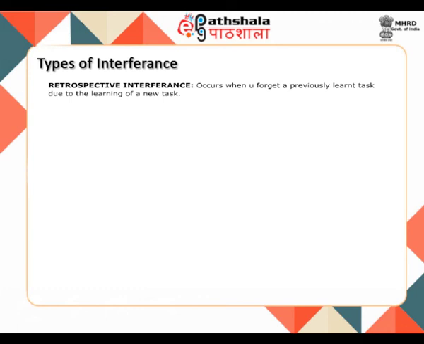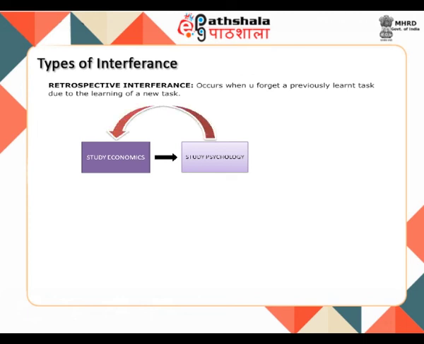Now, we will understand retrospective interference with the help of the following example. Suppose a student has studied economics first and then he studies psychology. So now the material studied for psychology interferes with the material studied for economics, and this will ultimately lead to poor performance on the economics test. The interference being faced by the student is called retrospective interference.